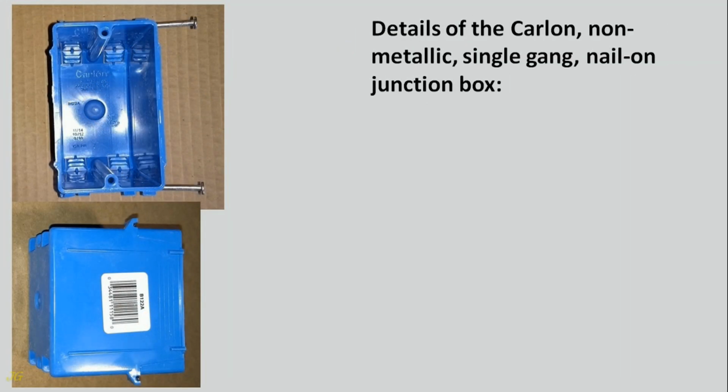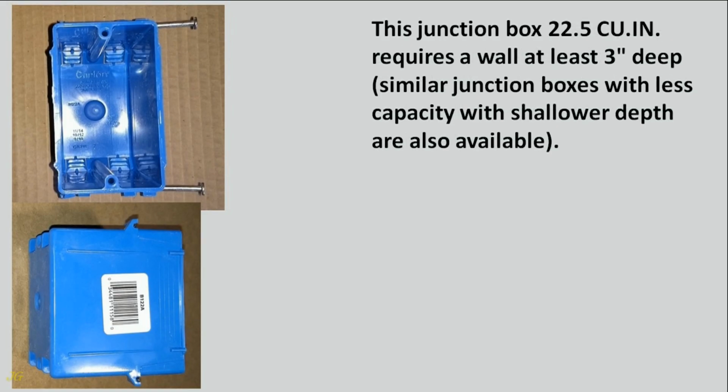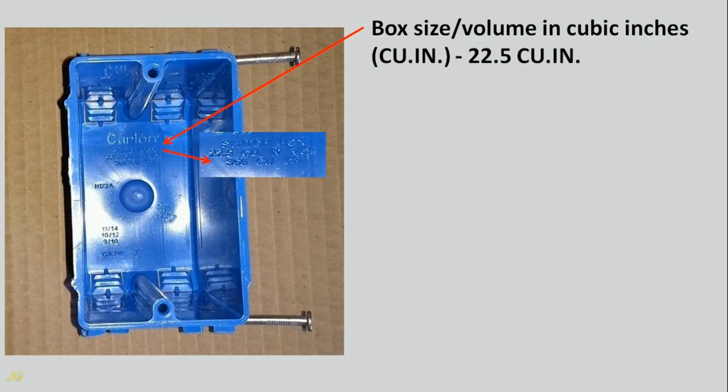Details of the Carlon non-metallic, single-gang, nail-on junction box. This junction box accepts only NM non-metallic sheathed cables up to 10 gauge, and can be mounted to wooden material only. This 22.5 cubic inch junction box requires a wall at least 3 inches deep. Similar junction boxes with less capacity and shallower depth are also available. Front view of a single-gang Carlon junction box. Box size, volume in cubic inches: 22.5 cubic inches.